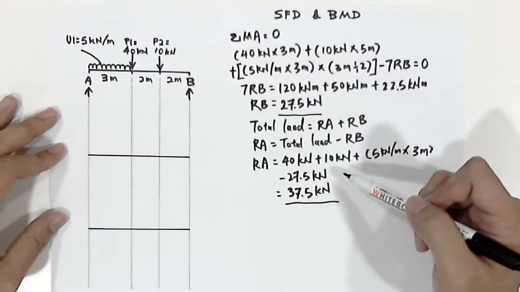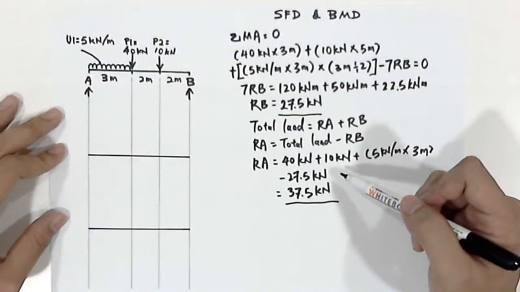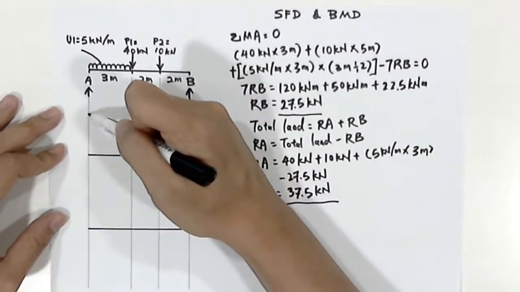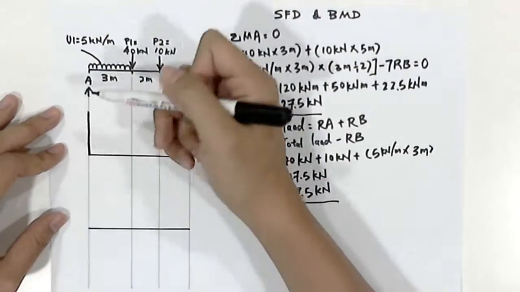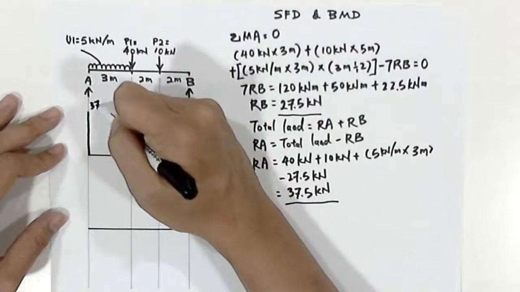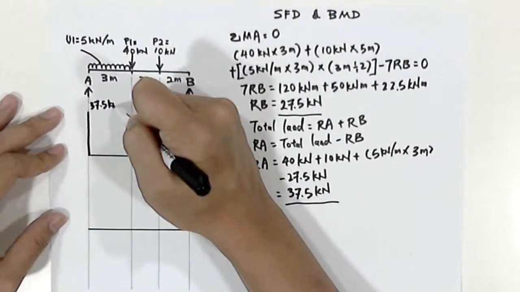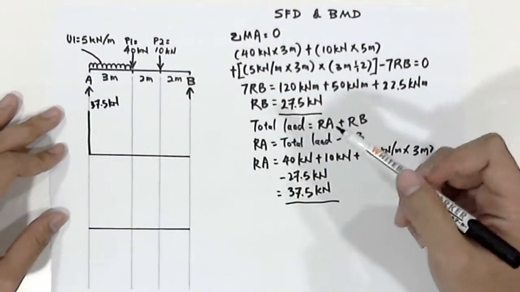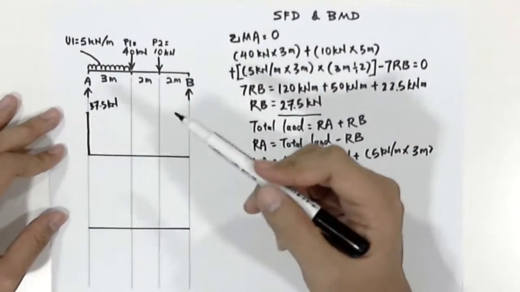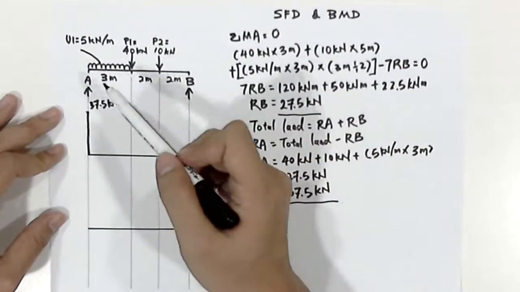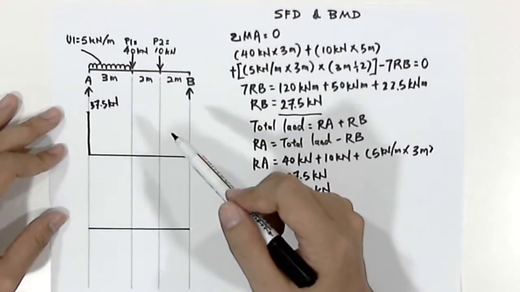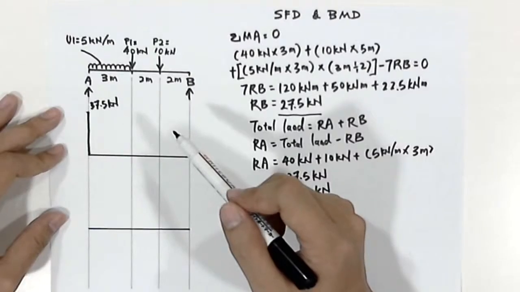On support A, with a value of 37.5 kilonewton. So try to draw. And then we'll put the value 37.5 kilonewton at here. So what happened here is that we have a uniform load of 5 kilonewton per meter.